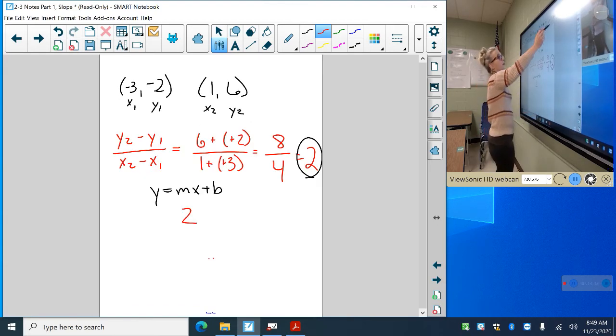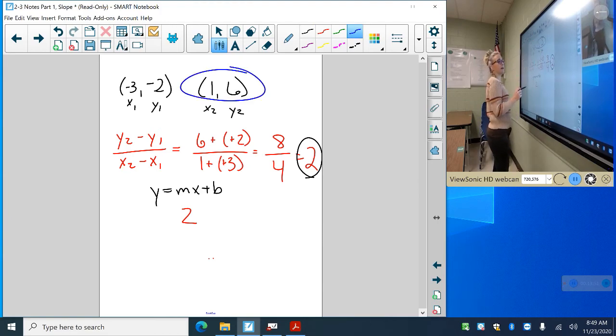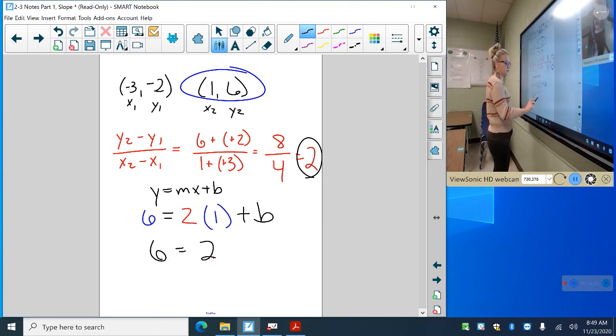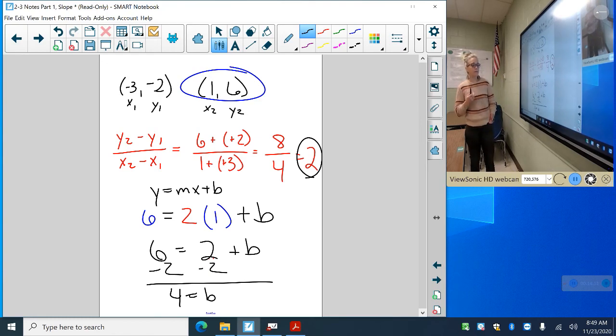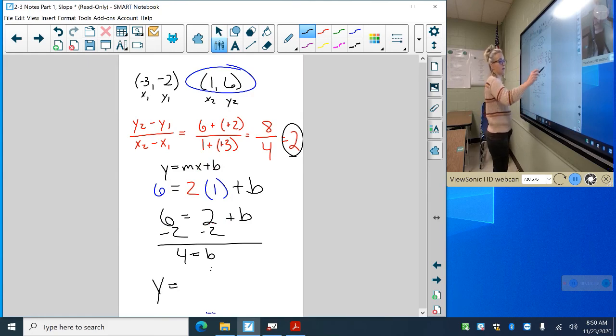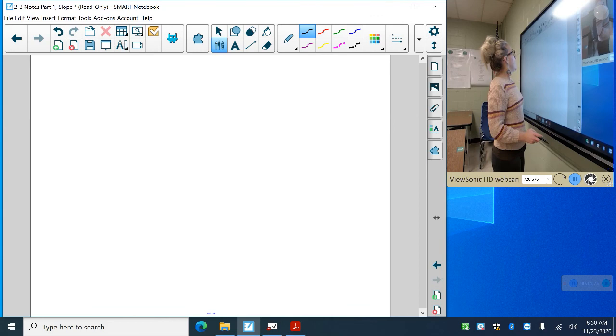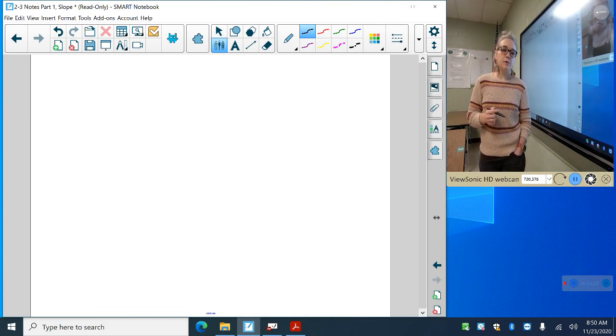So I'm going to take one of my points. We'll use this one so it doesn't have any negatives. y is 6, x is 1, and that's how I'm going to solve my equation for b. We all know how to do that. So I have 6 equals 2 plus b. Minus 2: 4 equals b. So now I know b, so now I can write the equation of my line. So I have y equals 2, which is my slope, x plus 4, which is my y-intercept. So there's the equation of my line. And that's it. Go ahead and do 2-3 worksheet 1.